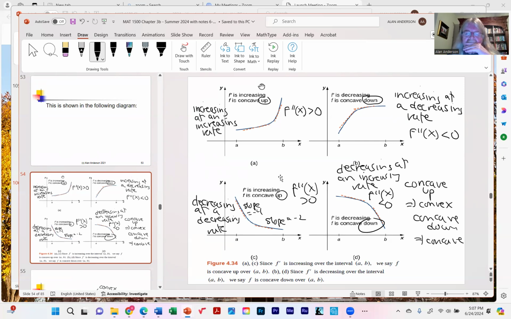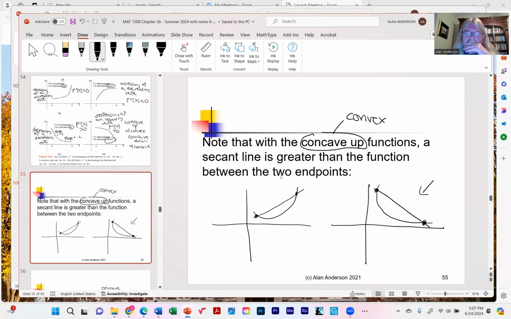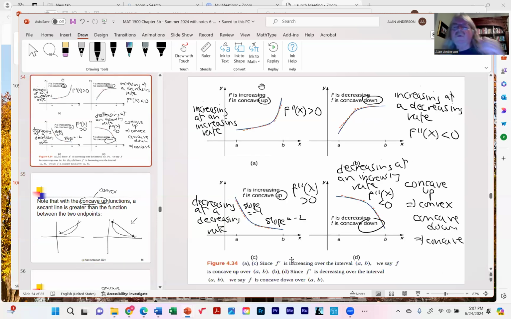Okay, now, you can also tell just by defining a secant line through the two endpoints. Concave up, by the way, is sometimes called convex. If you define a secant line between the two endpoints and it is everywhere above the function, that means it is convex, concave up. Okay, so in other words, those are the ones that are concave up. Here it's the other way around.